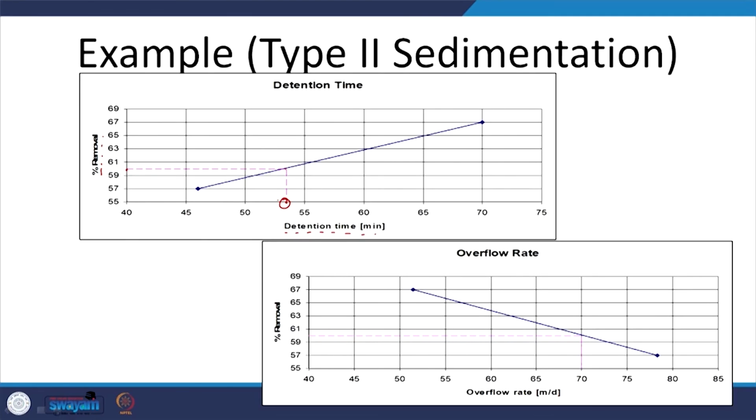And what is the overflow rate? I can either calculate that or look at the plot. For the 60% removal, if I calculate the overflow rate, I guess it comes out to be 70 meters per day, and the detention time is around 55. But again there will be some factors of safety to consider when we design this, 1.75 and 0.65, but we will provide that in the exam. Again, one aspect is that you will have different levels of removal, and that is what you see here.